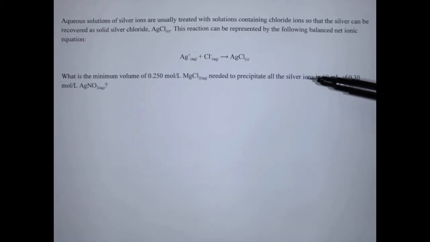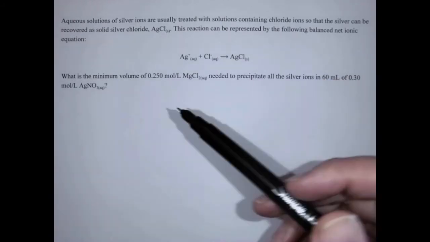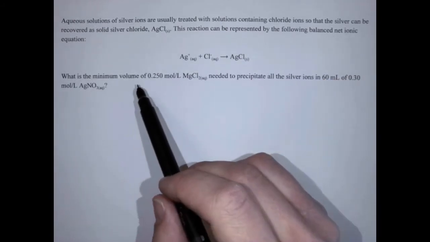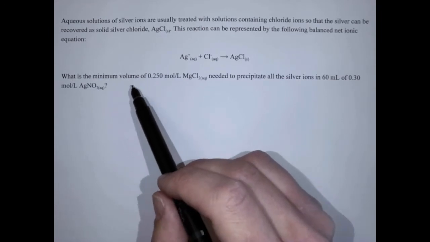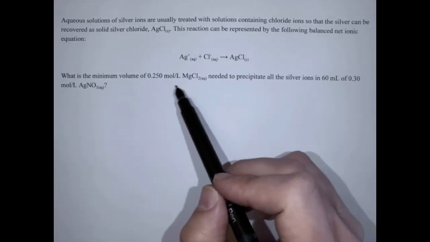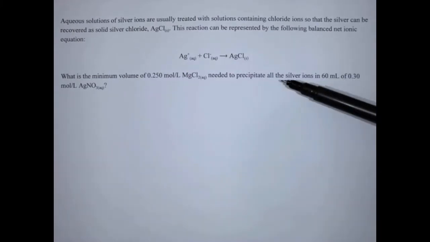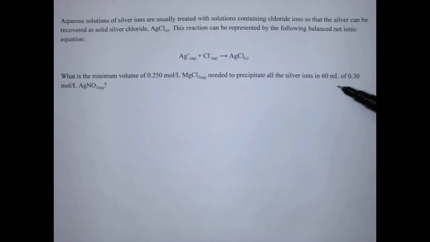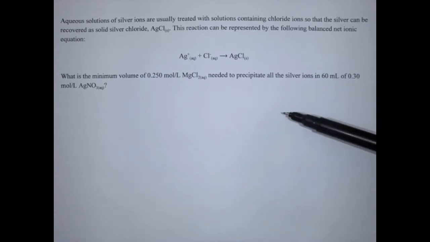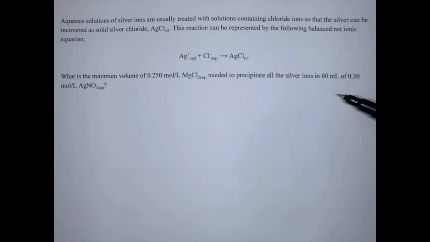But we're trying to figure out quantities also. So this question says, what is the minimum volume of this solution of magnesium chloride that we would need to precipitate all the silver ions in a solution with these figures of silver nitrate?